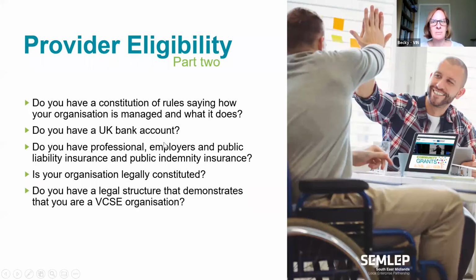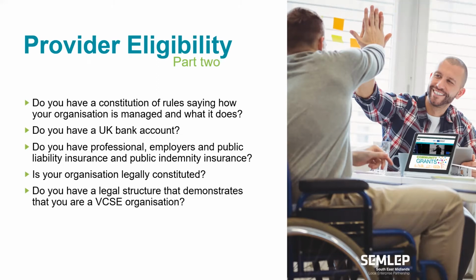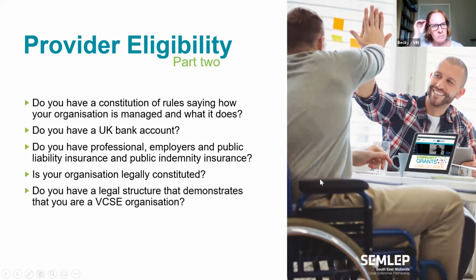Thank you. You need to have a constitution of rules saying how your organisation is managed and what it does. That doesn't need to necessarily be called a constitution. You might call it your memoirs, it might be your rules, it could be called various numbers of things. Basically, it's your governing document. And that needs to be able to show clearly that you have a legal structure that shows you are a VCSE organisation. Again, it's quite broad what that means.